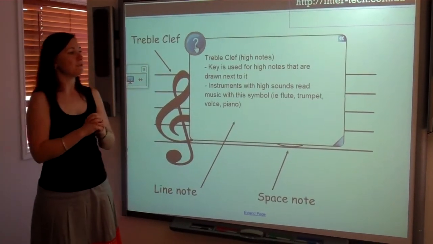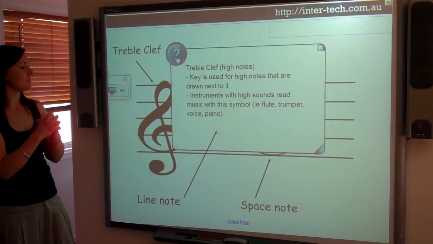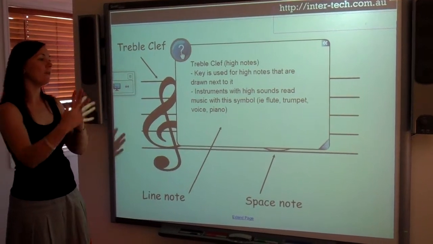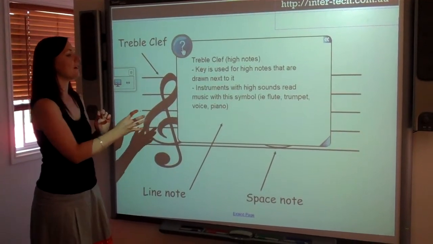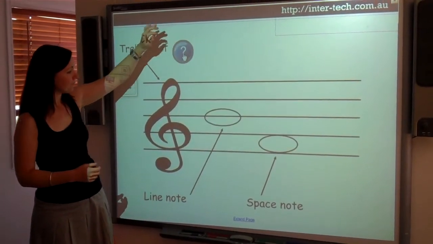It in fact tells us that the music we're about to hear is for high notes, for high sounds, and we might think of some instruments that we know make high sounds, and we talk about how on their music this symbol would appear. So things like flutes and trumpets, soprano voices and piano.